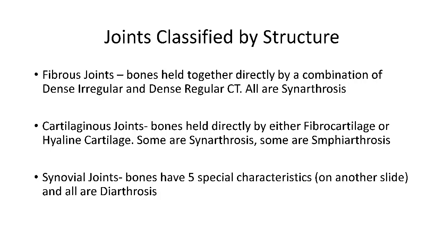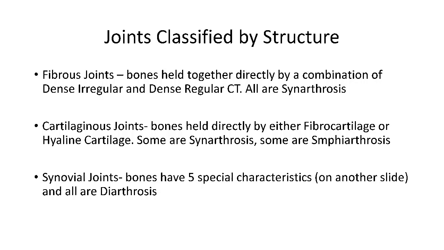How did they get built? A fibrous joint, and I don't mean fibrous cartilage, I mean fibrous joint, holds bones together by a combination of dense irregular and dense regular CT. All fibrous joints are synarthrosis. They do not move. A lot of times we just say it's dense CT because it's a mix of dense irregular and dense regular, so both. So we just say dense CT.